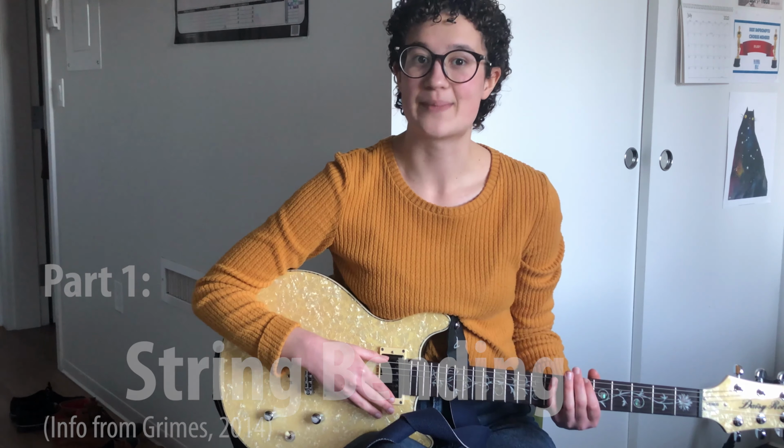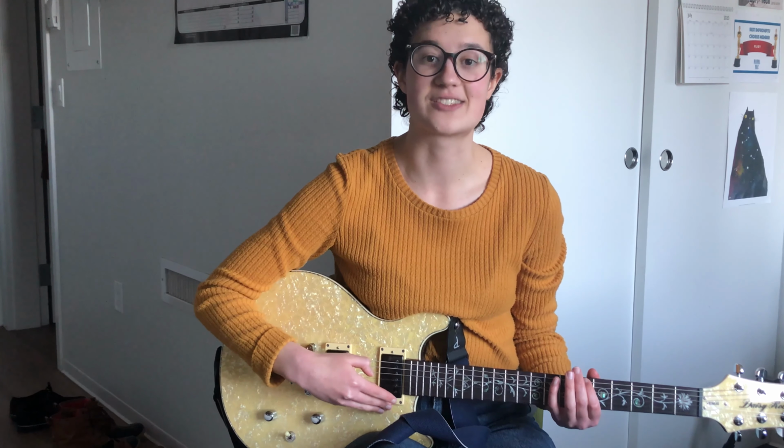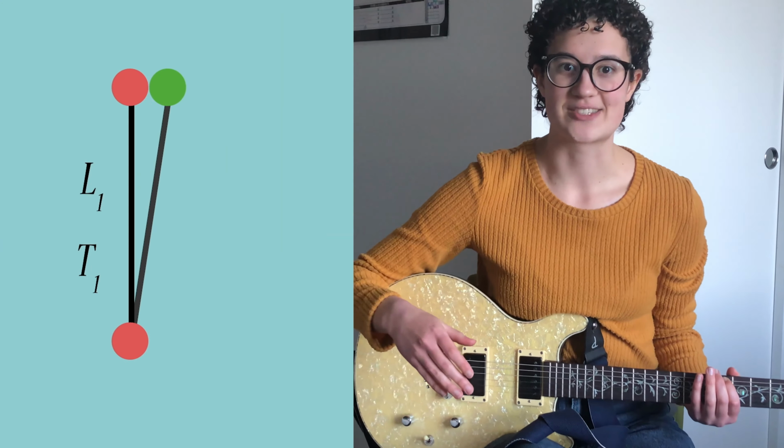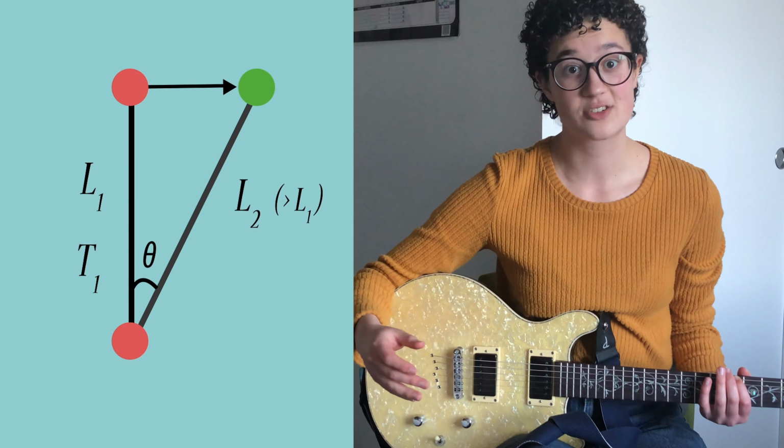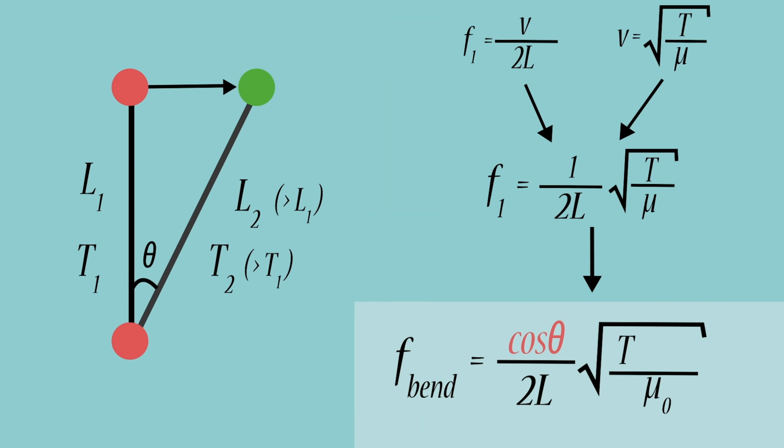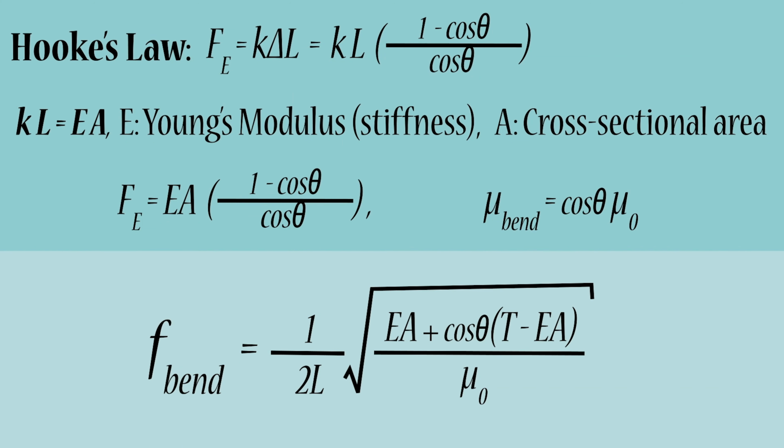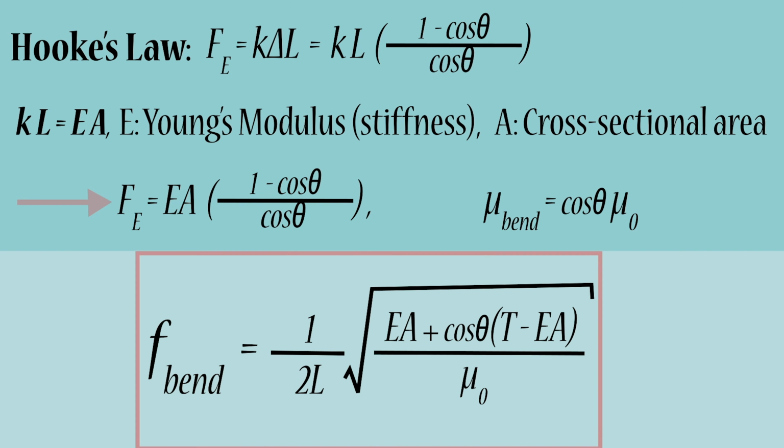How do guitarists manage to bend notes? They bend the strings. When a player bends a string, they're changing both the length of the string and its tension. By using cosine to reflect the changing string length and adding a variable for extension force to the tension, we can find the new frequency. Summarizing the work of David Grimes, if we use Hooke's law to express the extension force in terms of the string's cross-sectional area, its stiffness, and the bend angle, we end with this equation to determine frequency.